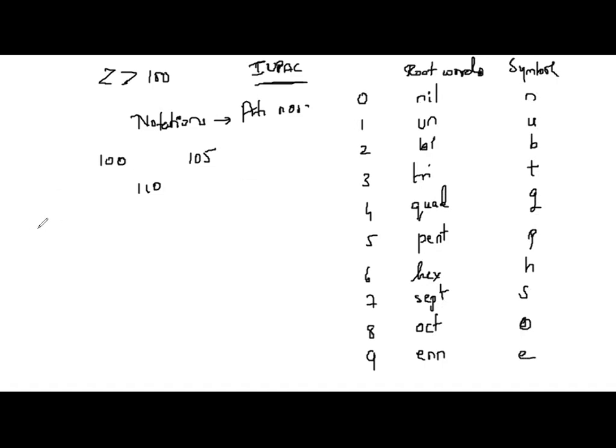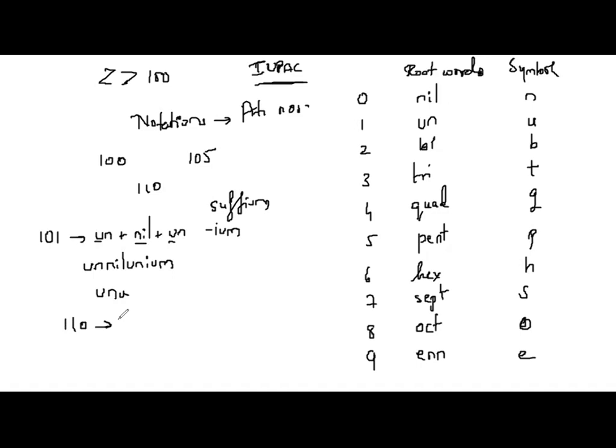If you have an element with atomic number 101, how do you follow? You follow these numbers only. So 1 means un, plus 0 means nil, plus 1 means un, and followed by the suffix ium. So what will be the name? Unnilunium. And if you want the symbol, use the first letters: three letters, U, N, U. So this is the symbol for the element.